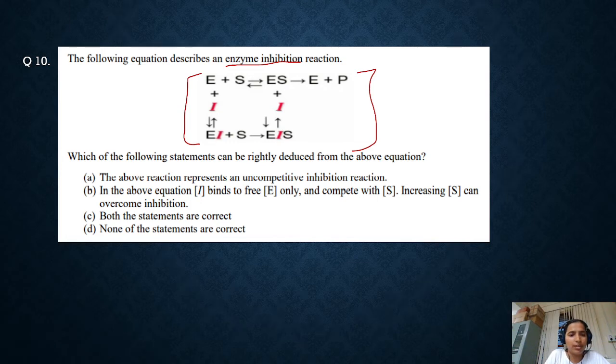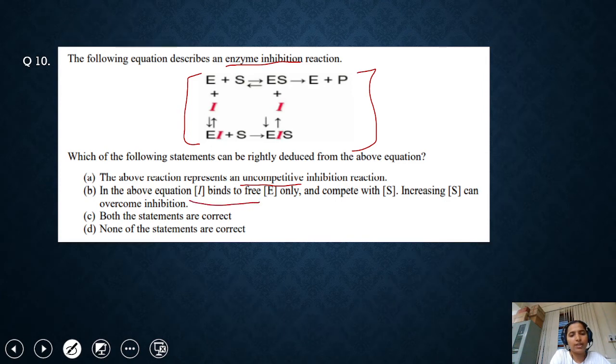So what they are saying, the above reaction represents an uncompetitive inhibition reaction. So is this the example of uncompetitive? We'll discuss it. In the above equation, I binds to free enzyme and competes with S. Here they have written that I binds to free enzyme only. So is this I only binding with E? No, it is also binding with ES. So here it will become wrong, and competes with S. Increasing S can overcome inhibition. This can be true, but initially it becomes wrong. So this option B is wrong.